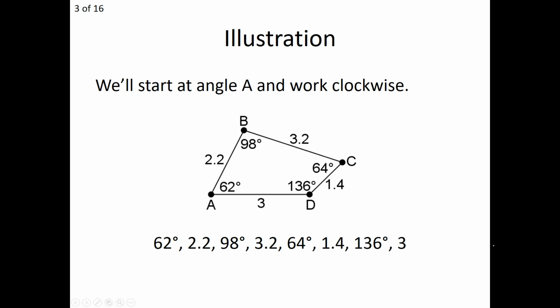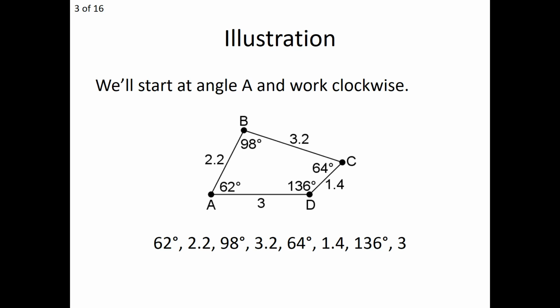Here's an illustration of our polygon ABCD. At each angle, I have the angle measure labeled, and at each side, I have the side measure labeled. We start at our vertex A, where the angle measure is 62. We then move in a direction around the polygon, and we keep in that same direction. So let's move from point A to point B, but as we do that, we travel along the side AB. That side has a measure, 2.2. Then we reach vertex B, and that has an angle measure of 98 degrees. We continue all the way around until we've produced a list.